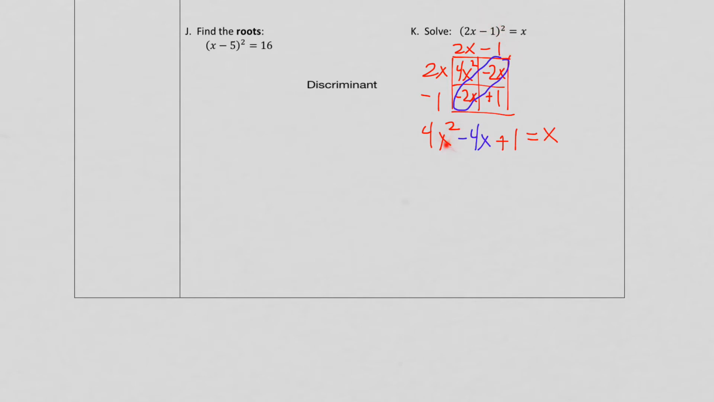So we have 4x squared minus 4x plus 1 equals to x. So again, not standard form yet. If I subtract x to both sides, this would be 0, which is what I need, and I get 4x squared. Then here, minus 4x minus 1 more x is minus 5x plus 1. So now I have standard form of a, b, and c.